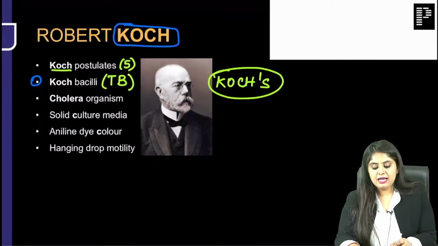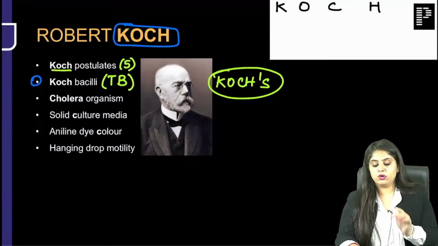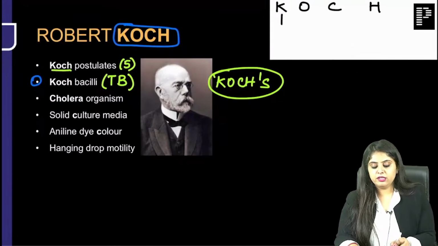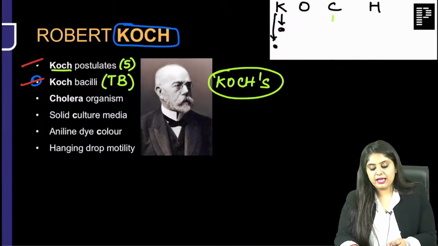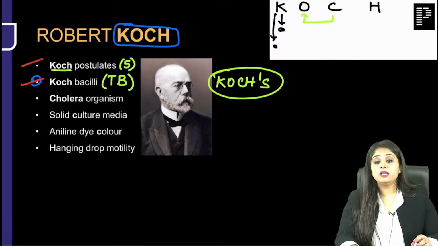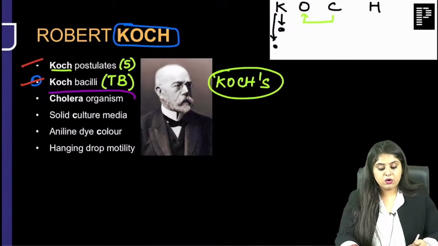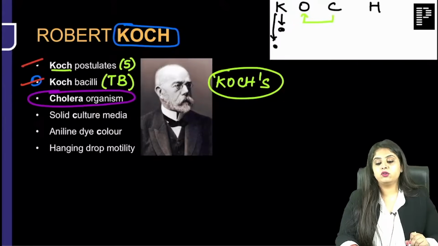So now what I'll do? I will write the word Koch, because Robert Koch's mind map is Koch. Firstly, you will say there are 2 things with Koch. There is going to be the Koch postulates, and next is going to be the Koch bacillus, that is TB. Two Koch things are done. Now we come to which is the organism. He has given us cholera organism. Cholera organism has been given by Sir Robert Koch.